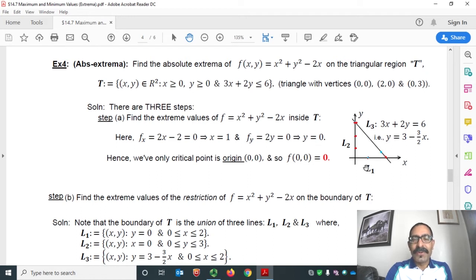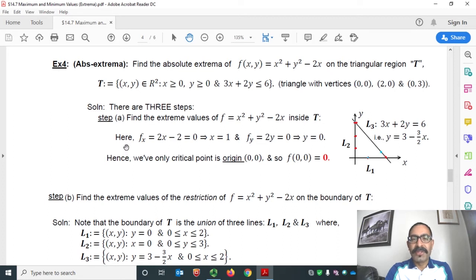Step 2, we need to find the extreme values of the restriction of the function on the boundary here. Our boundary is the union of these 3 lines, L1, L2, and L3. And step 3, we just compare and conclude. So step 1, that means step A here, find the extreme values of the function inside the triangular region T.